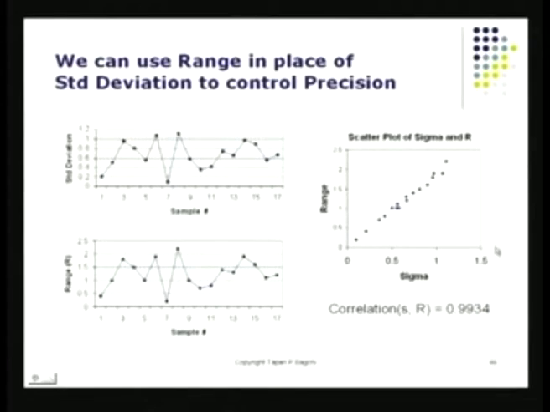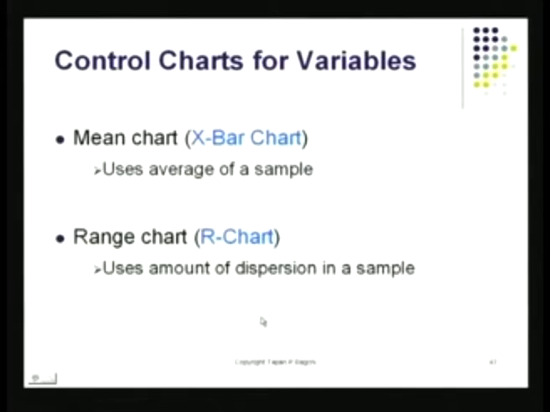In fact, if you do a correlation plot between them, if you do a scatter diagram, that correlation turns out to be like 0.99 or something like that. That's really, really good, which really means in place of using this complicated formula to find my standard deviation, I could just find R and use R to monitor precision of the process. That I could do quite easily.